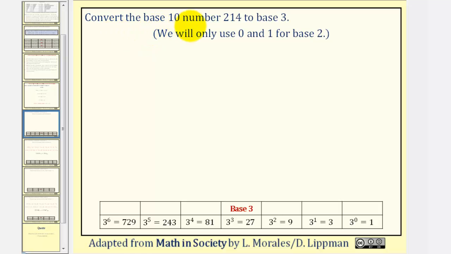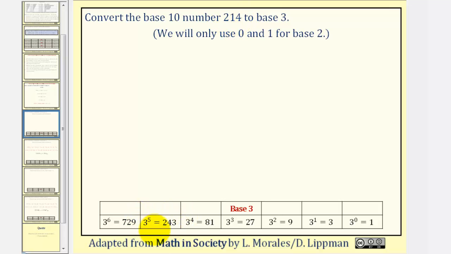We want to convert the base 10 number 214 to base 3. I think it's always helpful to write out the place values for the given base, which I've already done here below. 3 to the 0, the 1's place value. 3 to the 1 would be the 3's place value. 3 to the second would be the 9's place value, and so on. So to begin, we want to find the highest power of 3 that would divide at least once into 214.